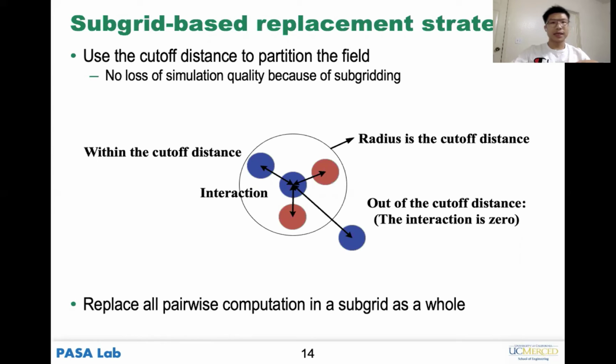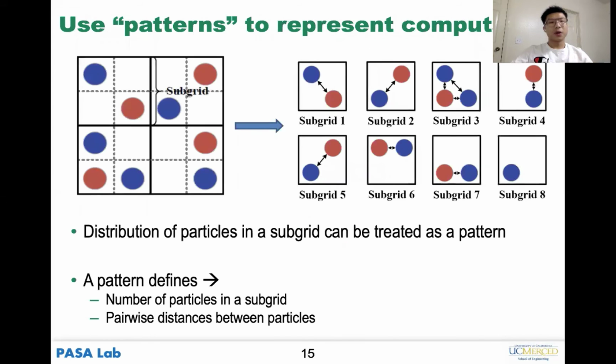The second optimization is that in this paper, we introduce a new memoization approach to accelerate MD. In particular, we partition the computation field in MD simulation into multiple subgrids and replace all pairwise computation in a subgrid as a whole. This brings much larger performance improvement than the traditional pairwise approach. Based on this method, we have a large number of patterns, each of which defines a number of particles in a subgrid and provides the distance between particles.